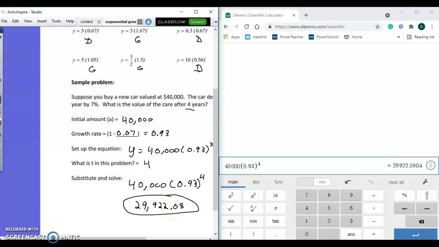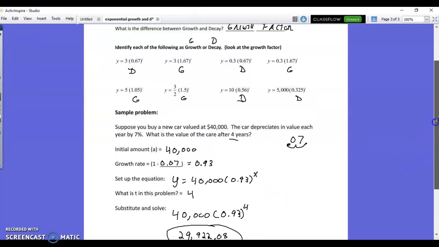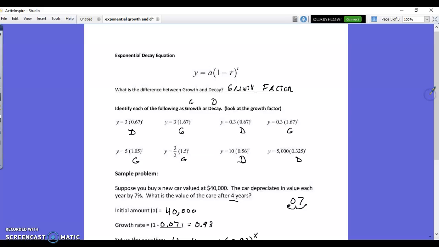All right, so that's the lesson on growth and decay. A lot of it is just setting it up. It's pretty straightforward. This is our light introduction to this material.